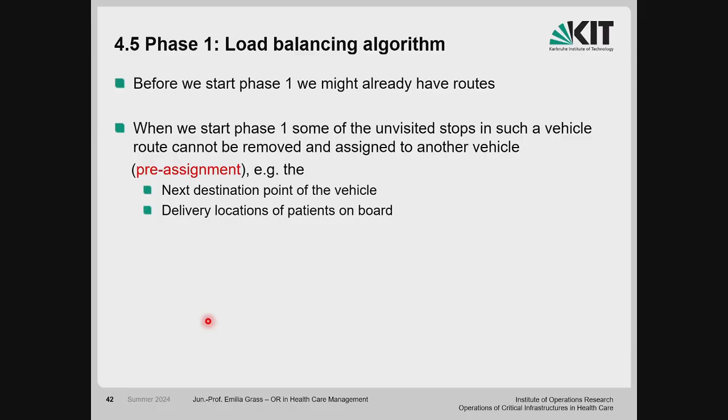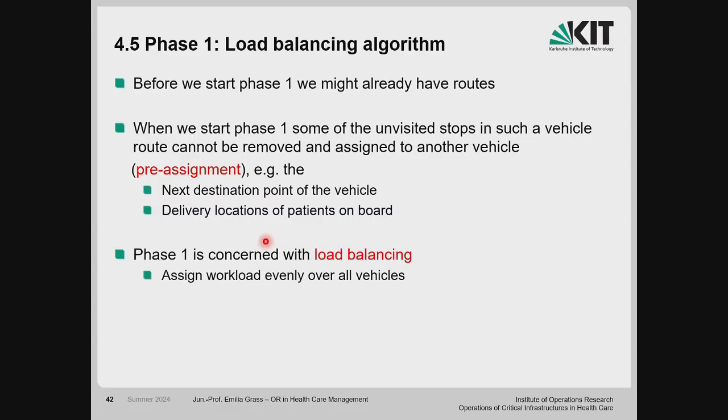And this pre-assignment, so the next destination is already determined. So we know that the vehicle will go to node 4, something like this. Okay, we cannot change that, and we also know the delivery locations of the patients. So we have them on board, and we know that these patients have to be delivered to node 6, whatever. Okay, so we cannot change that. These are pre-assigned routes and schedules.